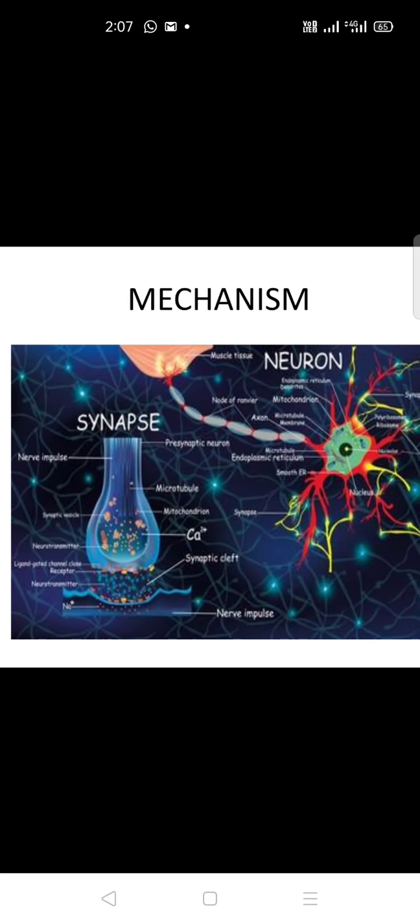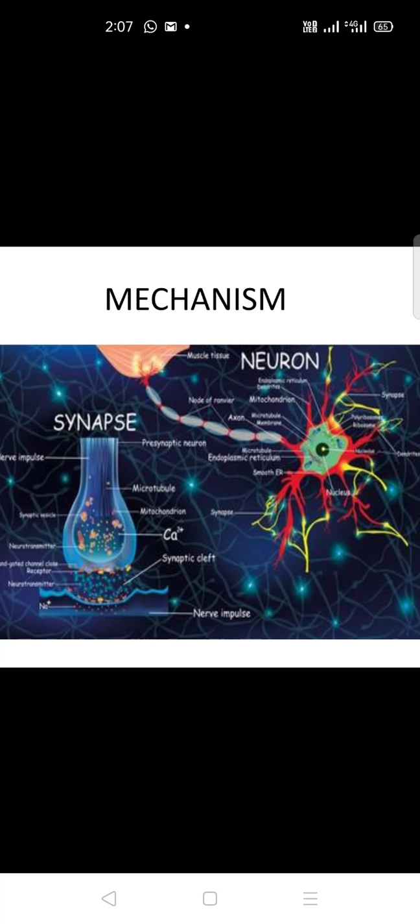So first the cell will be negative inside. After the sodium enters, we call that depolarization. After the sodium enters, the cell once again becomes highly positive, so we call it hyperpolarization. After that, the potassium which is present inside the postsynaptic terminal will come outside to make it negative, because now the cell is more positive.